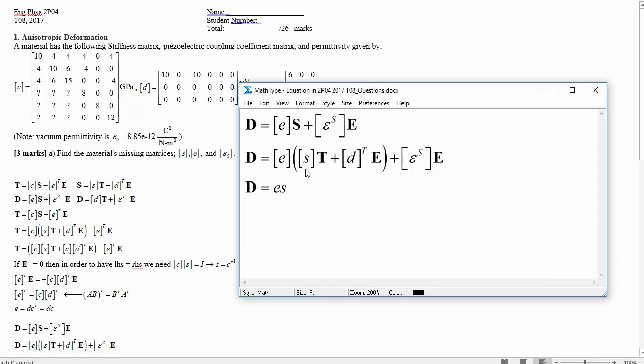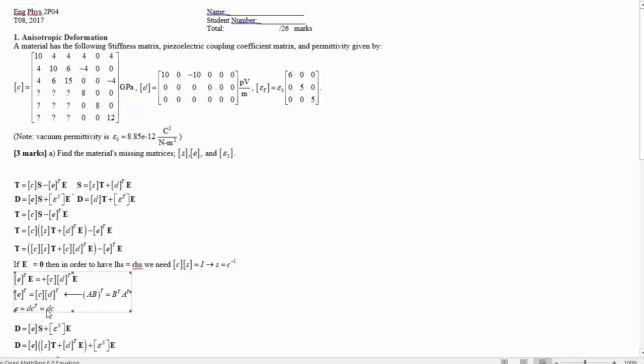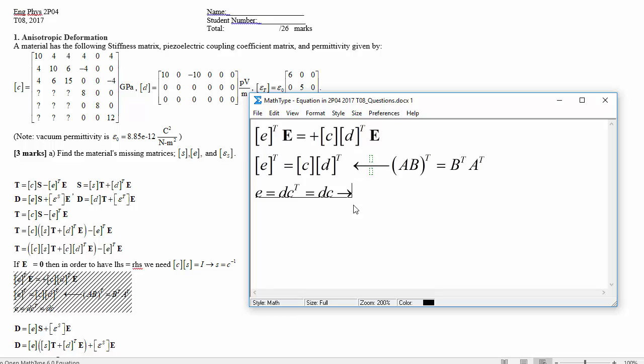So D is equal to E times S T plus E D transpose E, big E, electric field, plus, using different notation now, the strain form of the permittivity times the electric field. So first of all, what is E times the compliance? Well, if you look back over to this other equation that we had, where E is equal to D times the stiffness, we could work out that by multiplying both sides of this equation by the compliance: E times the compliance equals D times the stiffness times the compliance, but those are inverses, so just the D matrix.